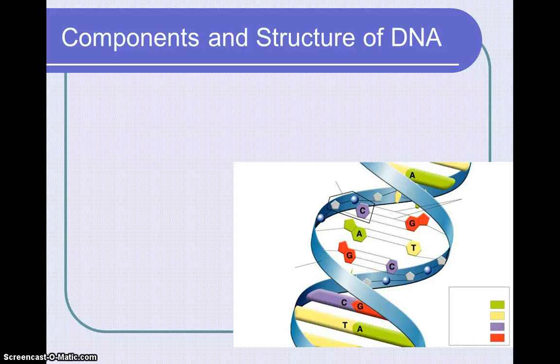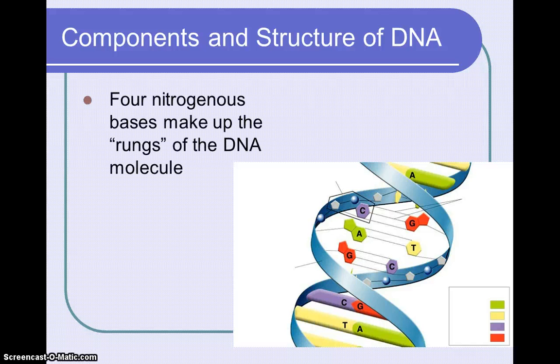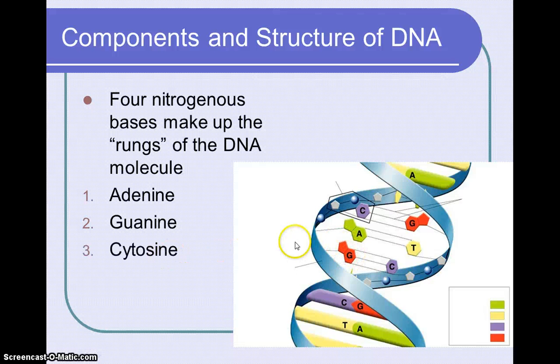So, some components in the structure of DNA. We have 4 nitrogen bases that make up the rungs of DNA. We know that DNA is a double helix, and it looks kind of like a ladder. We have the rungs in the middle, which are the connections between the nitrogen bases. We have adenine, which is the A, guanine, which is the G, cytosine, which is the C, and thymine, which is the T. A and T are always going to bind together, and C and G are always going to bind together.